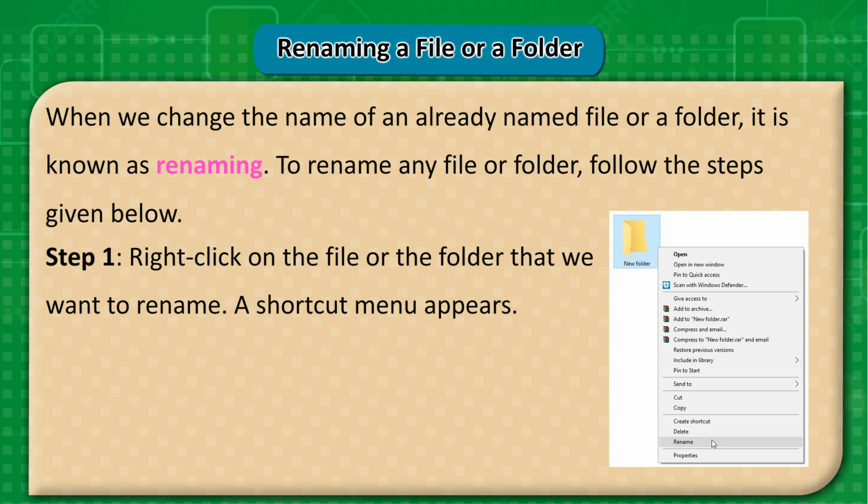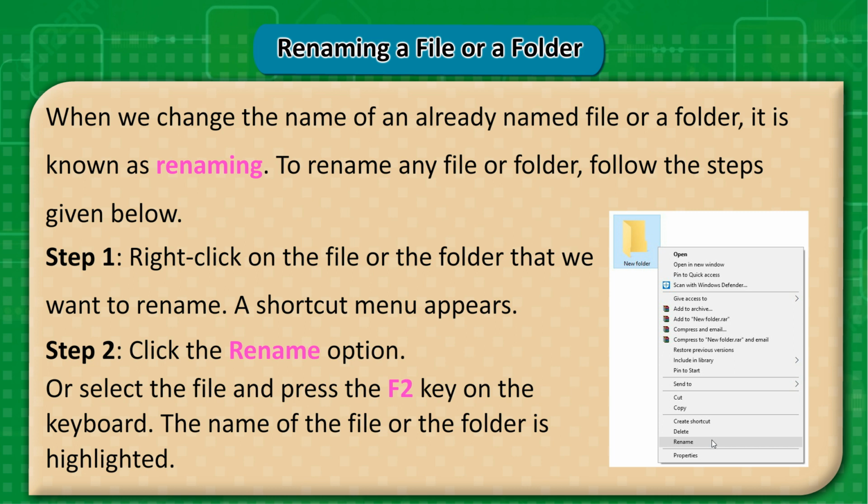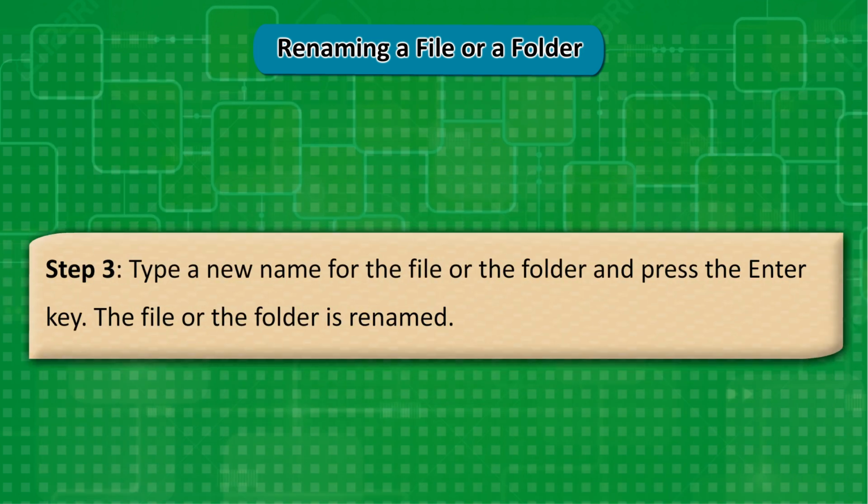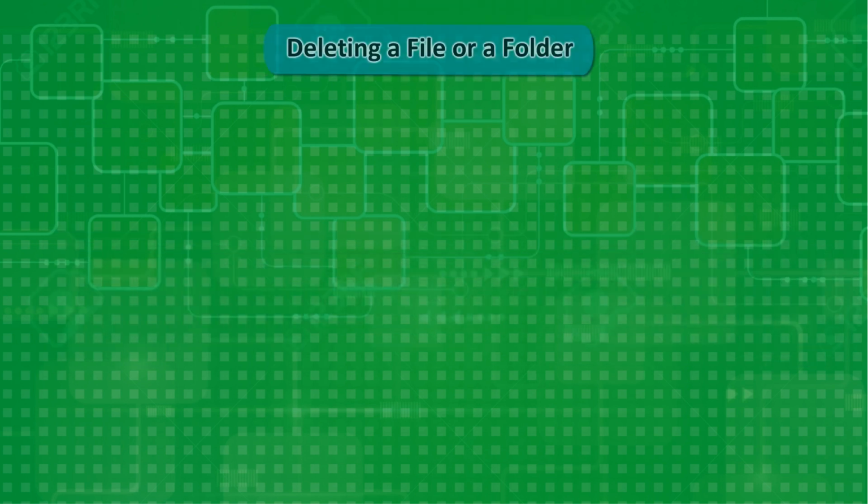Step 1. Right-click on the file or the folder that we want to rename. A shortcut menu appears. Step 2. Click the Rename option. Or select the file and press the F2 key on the keyboard. The name of the file or the folder is highlighted. Step 3. Type a new name for the file or the folder and press the Enter key. The file or the folder is renamed.